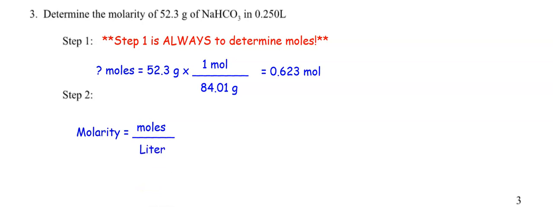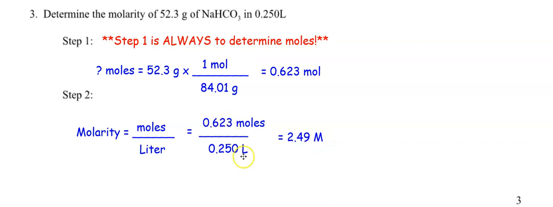And so now what? I have how many moles? I have 0.623 moles. How many liters do I have? 0.250 liters. So what am I going to do? I'm going to divide, and I get 2.49. Why? Because I have 3 sig figs and 3 sig figs. Easy peasy, right? Let's see the next page.